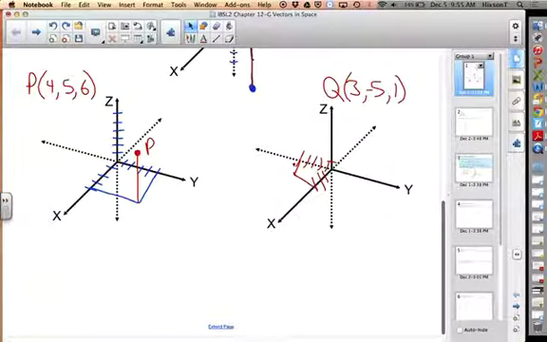Yeah, that's good. Okay, thanks. Alright, so we went 3 on the x, -5 on the y, and then just up 1 on the z. So we ended up right here. Okay? There we go. So there's our point Q. If you want to draw the little part going up, that's fine too. Alrighty? So that's good.